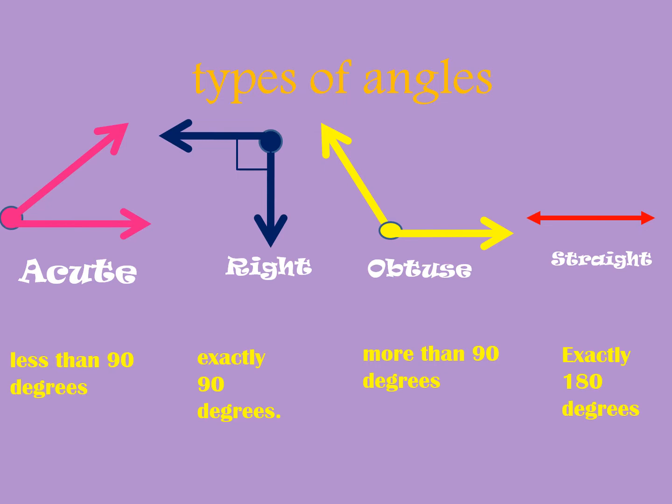After knowing the types of angles, guys, again, there are four types. The first one is acute, its measure is less than 90. The second one is right, it's exactly 90 degrees. The obtuse angle measures more than 90 degrees. And the last one is the straight angle, which is exactly 180 degrees.